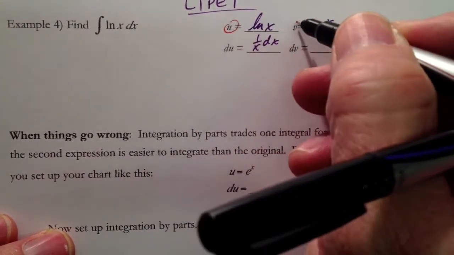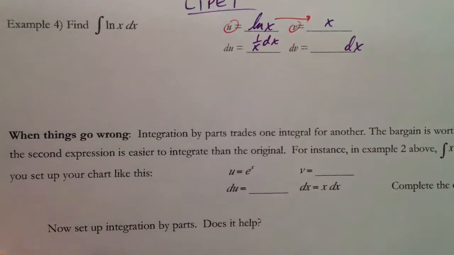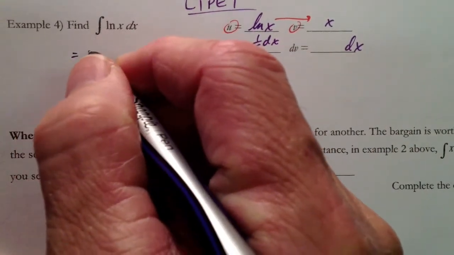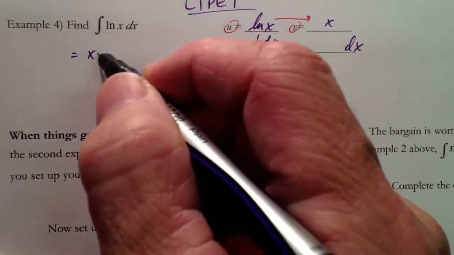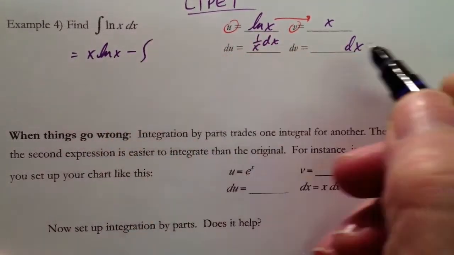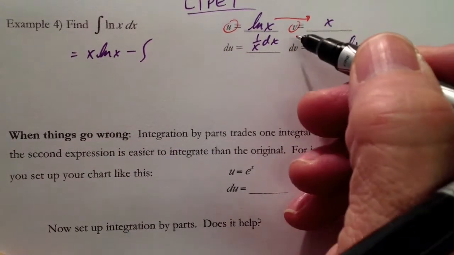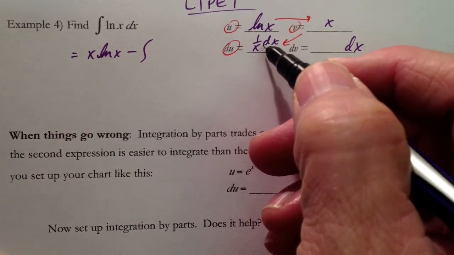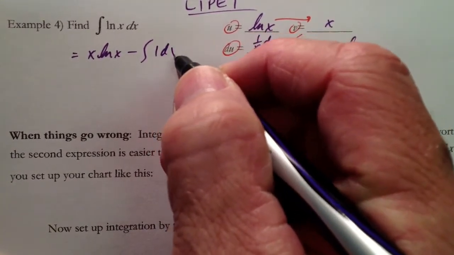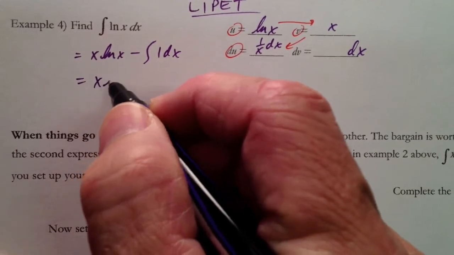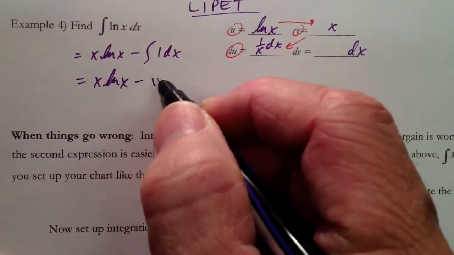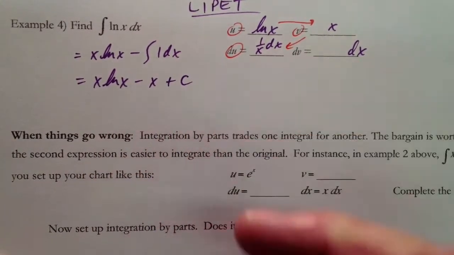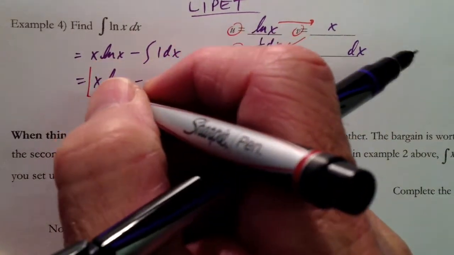Ultraviolet, so u times v is x times ln of x minus the integral of, again, v du. So we have x times 1 over x, well that's just 1 dx, so we get x times ln of x minus x plus c. And that's it.